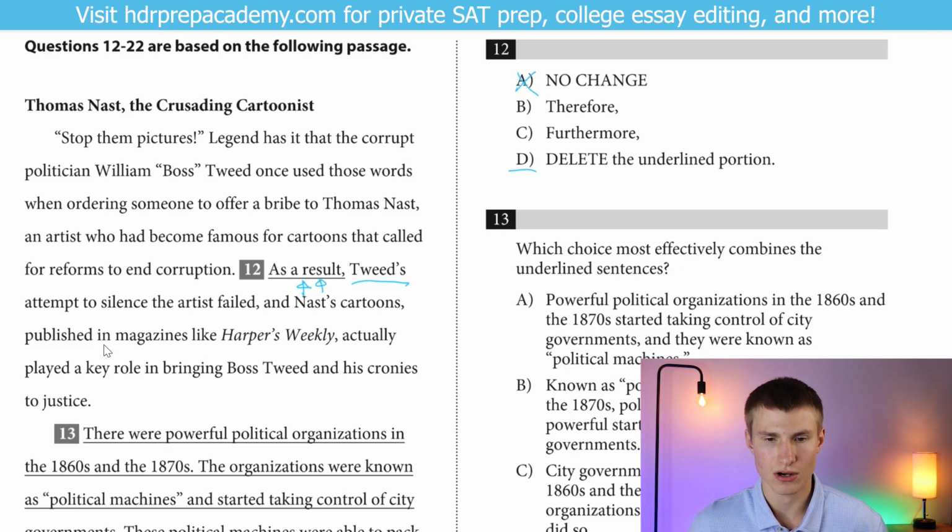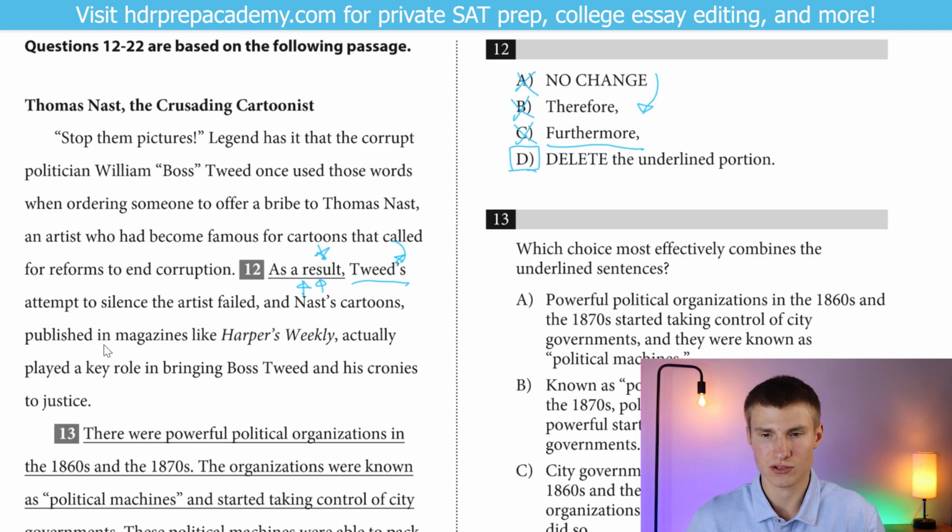Okay, this isn't a result. There's no result from that first sentence to the second one. There's no causal relationship. So I can go ahead and get rid of A and B because there's no causal relationship. And then C, this isn't in addition to, right? This is just another statement. Since these are really just two statements, we can go ahead and pick answer choice D. We're not going to have one of those three transitions there, A, B, or C.